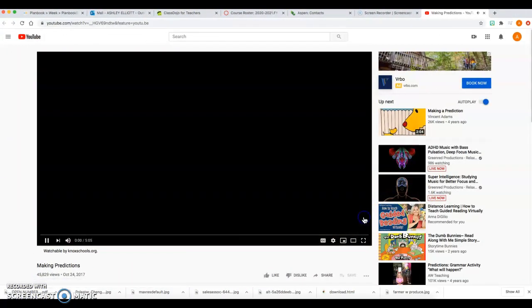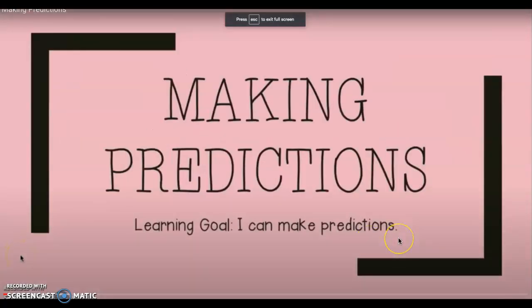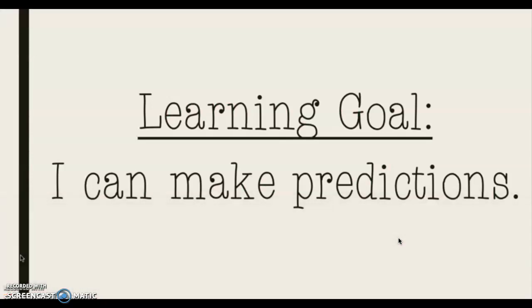This is gorgeous. Hi friends, today's lesson is all about making predictions. Our learning goal says, I can make predictions. Well, what is a prediction? A prediction is a guess. But when you read, it's a guess that's based off of clues.